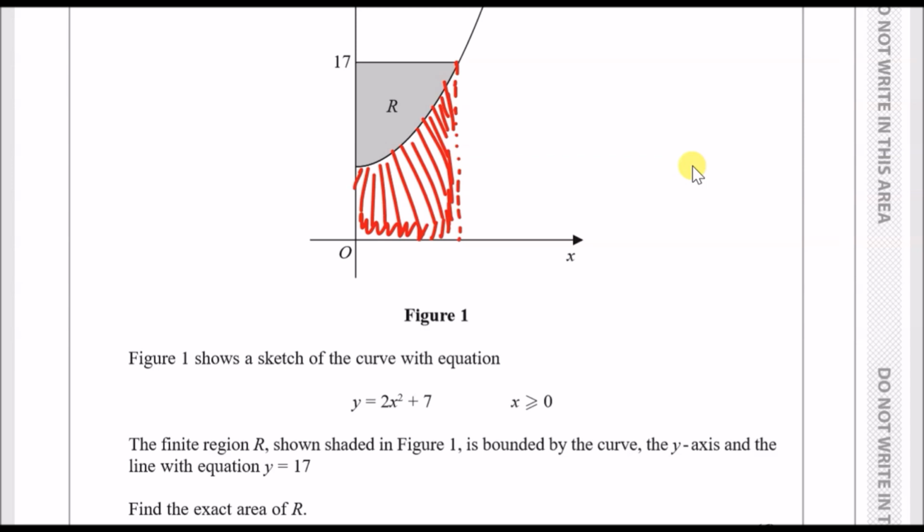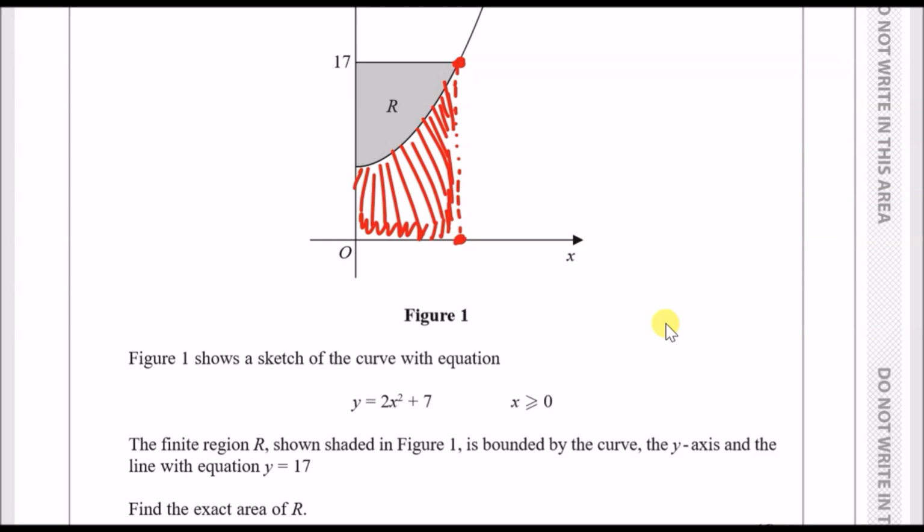Now, to find out how far to integrate, we need a limit. We're only going to integrate up until this line here, but we don't know the x value of this line. The only thing we do know is that it hits at a y coordinate of 17. So we could use this equation, plug in y equals 17 and find x. So let's do that for a second. Let's try and find the x coordinate here.